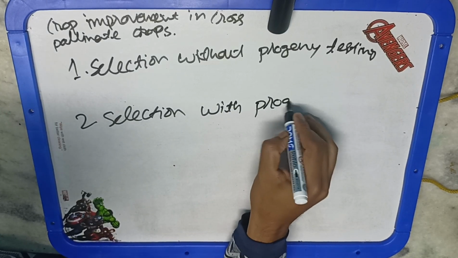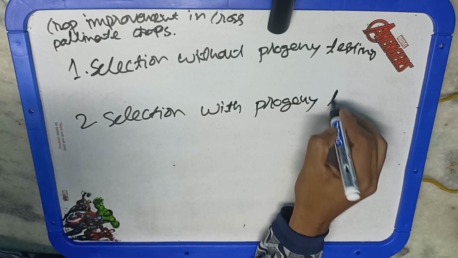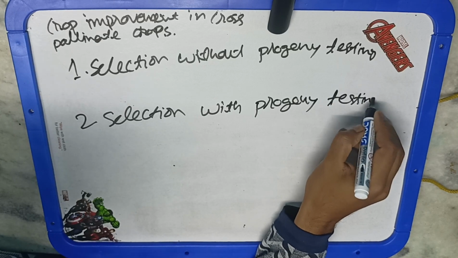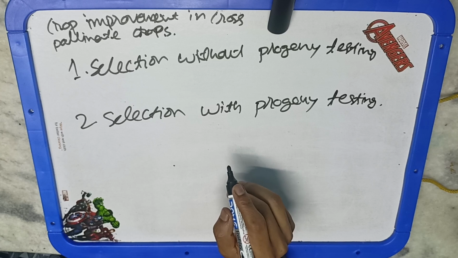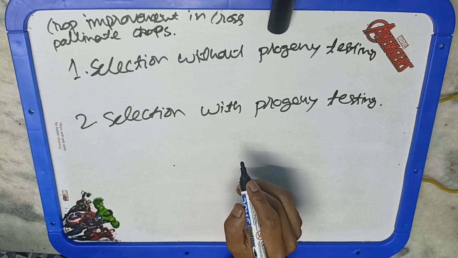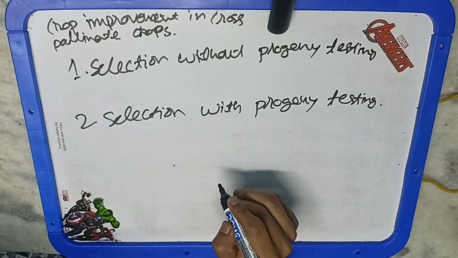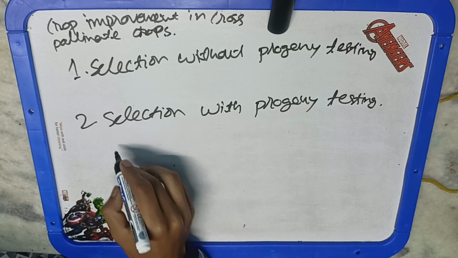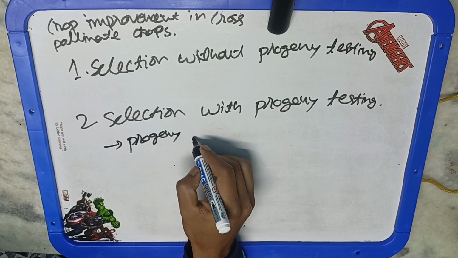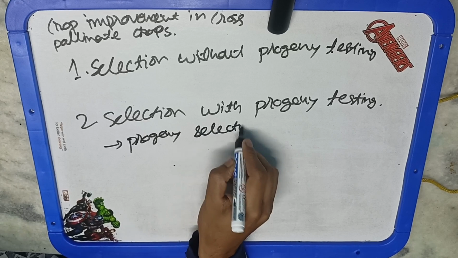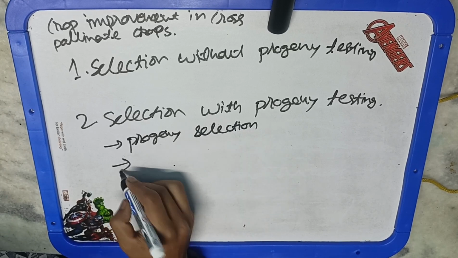Now, what is this progeny testing and why do we have this particular approach? Population improvement means, for a particular cross-pollinated variety, selection with progeny testing means we select some superior phenotypes from the population. As you know, the population is cross-pollinated. So we have selected. Now just take an example: you have selected a particular plant from the maize field. There are so many plants.